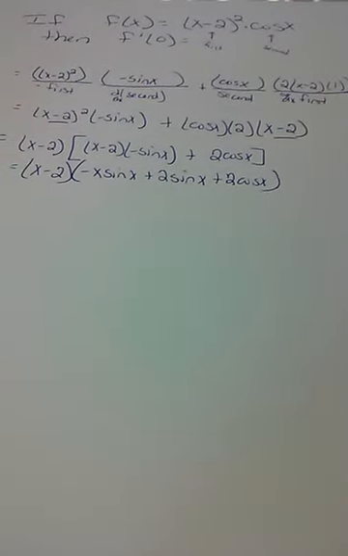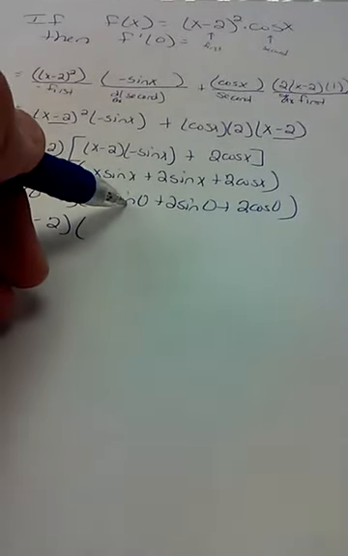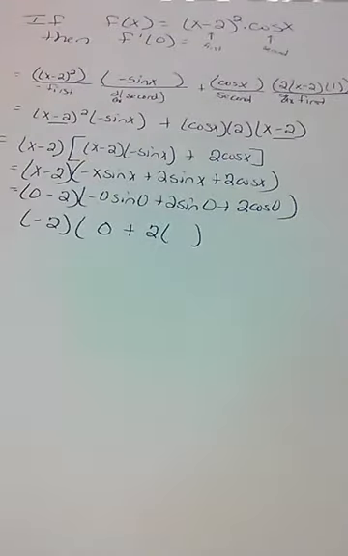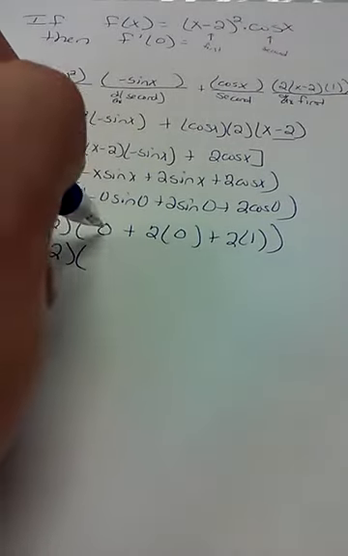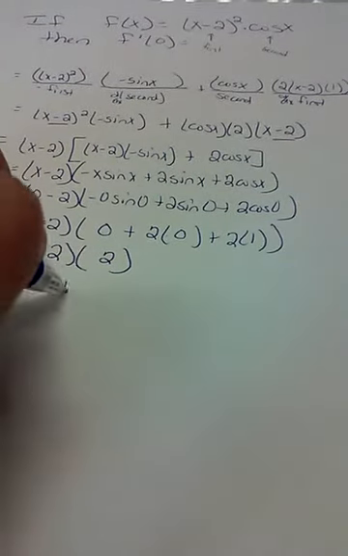To find the value at 0, I'm simply going to plug in 0 for x and evaluate my values. 0 minus 2 would be negative 2. 0 times anything is going to be 0. Sine at 0 is 0. And cosine at 0 is 1. So that would give me negative 2 times 0 plus 2, and then negative 2 times 2 would be negative 4.